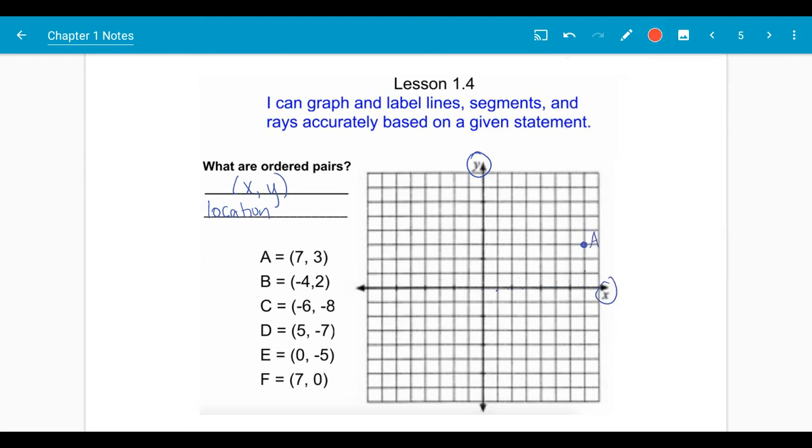Next we'll do B. If B is negative 4, 2, that means backwards from the origin, backwards 4, up 2. So we go 1, 2, 3, 4, up 1, 2. That's B. Then if we look at C, that one's negative 6, negative 8. So we're going to go backwards and we're going to go down. Backwards 1, 2, 3, 4, 5, 6, and then down 1, 2, 3, 4, 5, 6, 7, 8. So this is C.